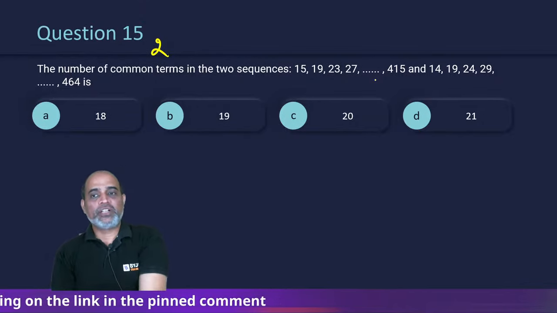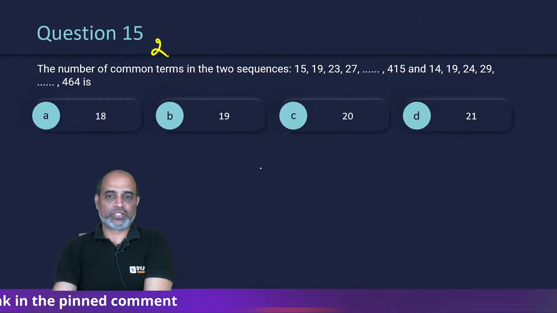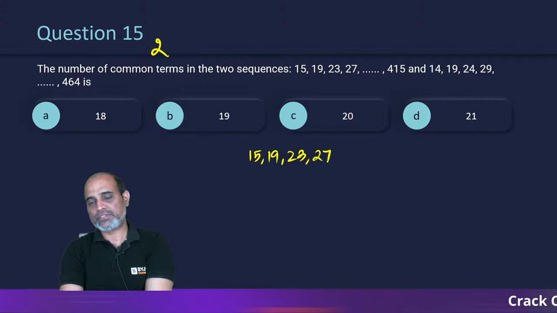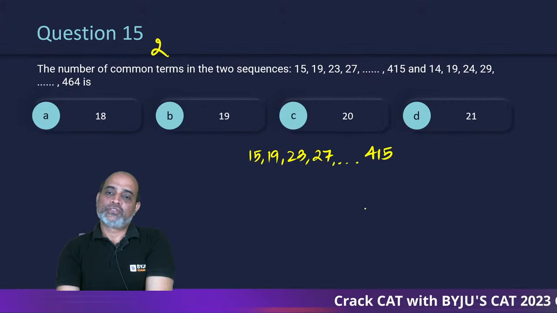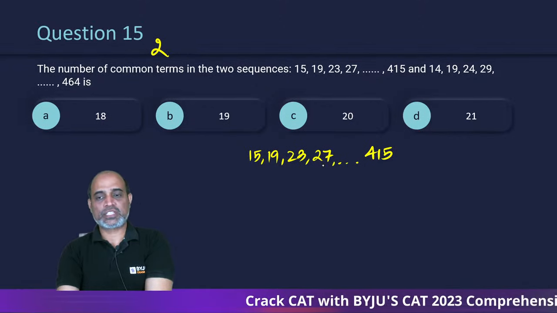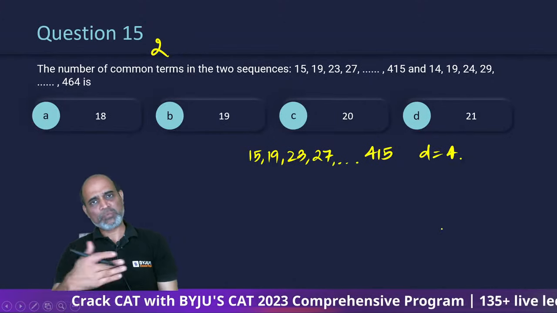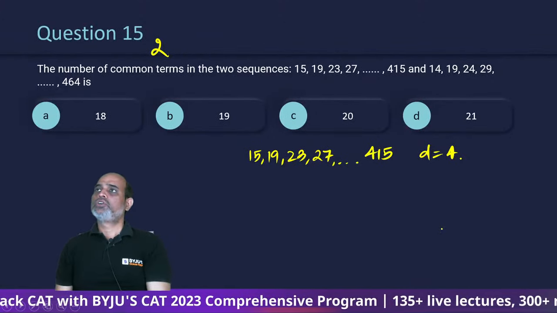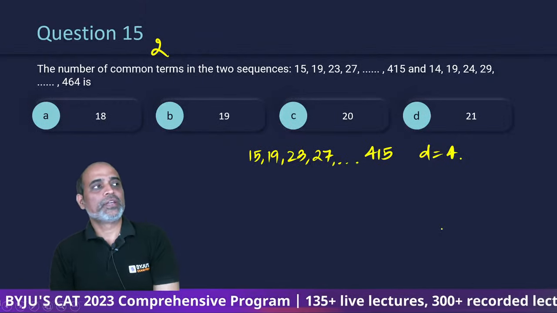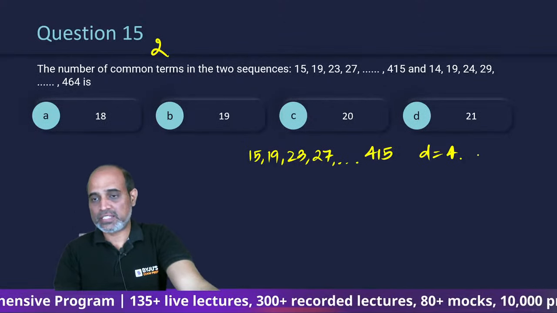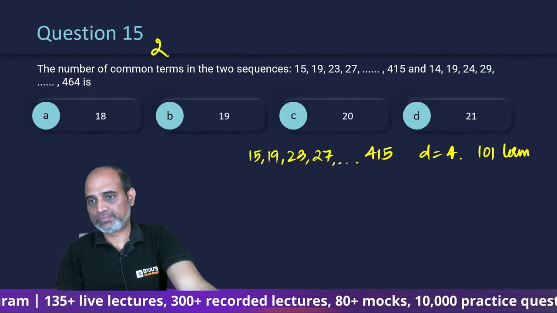The number of common terms in this sequence is going to be what? So if you have solved questions like these before, you will find that 15, 19, 23, 27 is a series up to 415, which is an increase of 4, right? So if I subtract 15 from everything, you will realize that it starts from 0 and goes up to 400. That means there are 101 terms here.